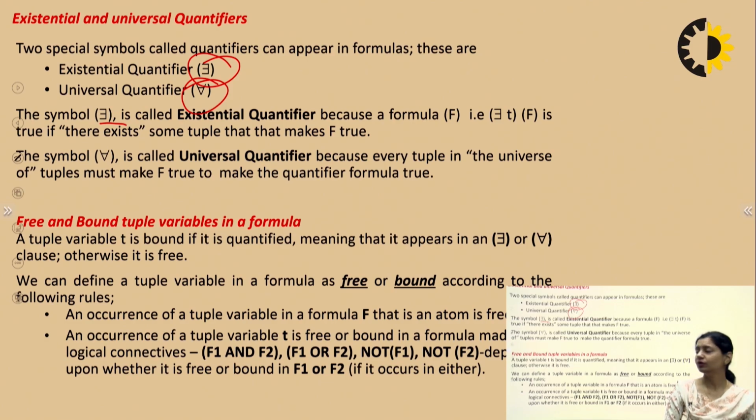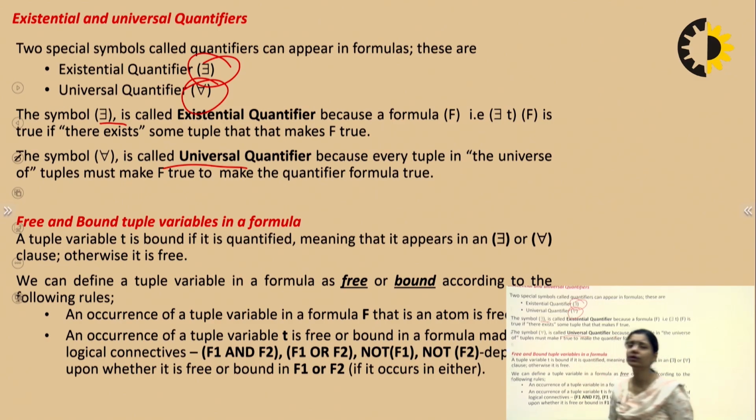The symbol for all is called a universal quantifier because every tuple in the universe of those tuples must make F true to make the quantifier formula true. In that case, we cannot have any tuple which does not satisfy this condition when we are talking about the universal quantifiers.